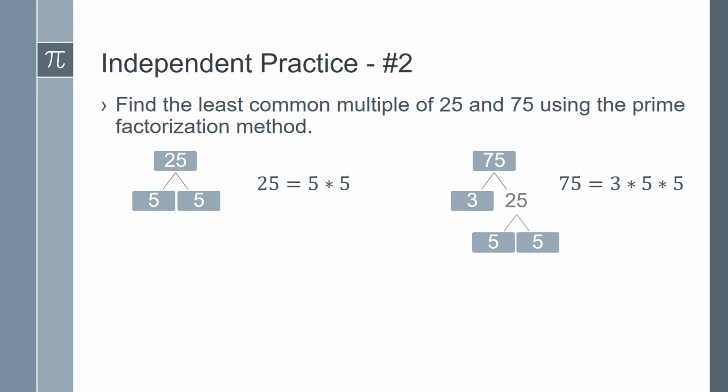Next, we need to box each factor where it appears the most. You'll notice that 5 times 5 appears twice in each of them, so we can choose where we want to box it. 3 only occurs once in 75, so we'll box it there. So now we have the prime factorization of the least common multiple, which is 3 times 5 times 5. So the least common multiple of 25 and 75 is 75.